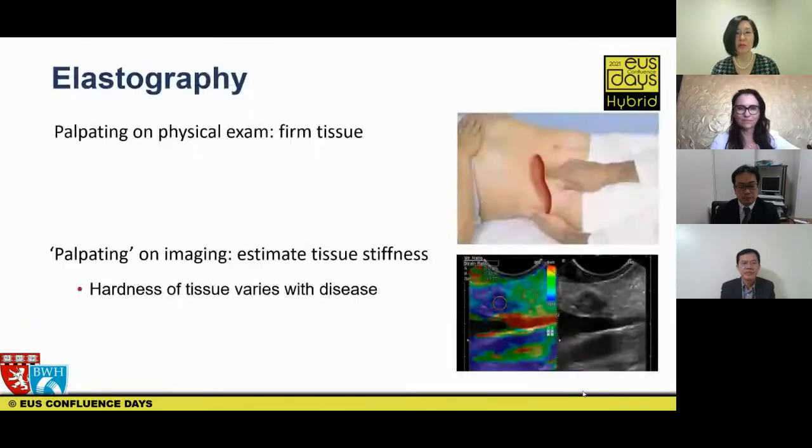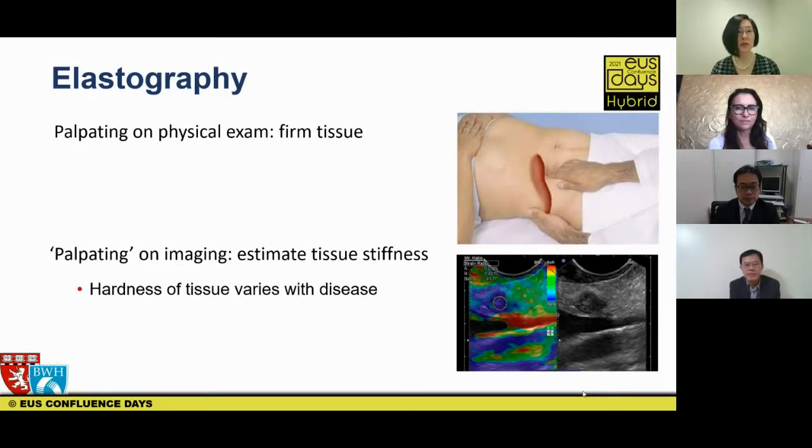So we'll start with a little bit of background. When we do a physical exam of the abdomen, if we're trying to palpate for the liver, spleen, or masses, one of the things we're trying to assess is how firm the tissue is. And that's pretty much what we're trying to do with elastography, except of course with EUS elastography, we're not literally palpating the tissue, but using acoustic waves to help us estimate the stiffness of the tissue.